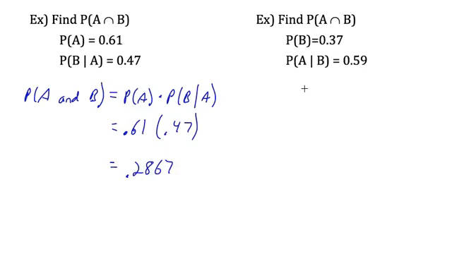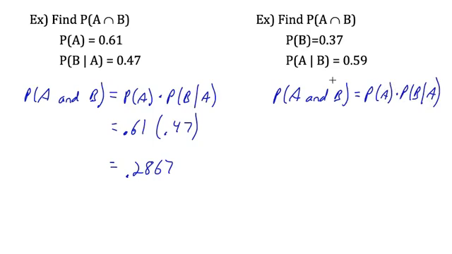Sometimes things don't line up quite as we would like. Let's take a look at this one. So we want the probability of A and B. Remember that upside down capital U means and, it's the intersection symbol. Well, that would equal the probability of A times the probability of B given A.